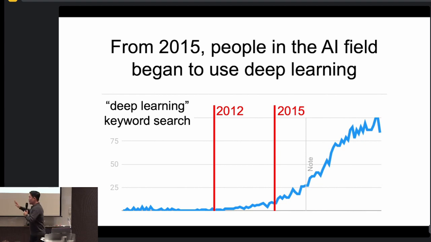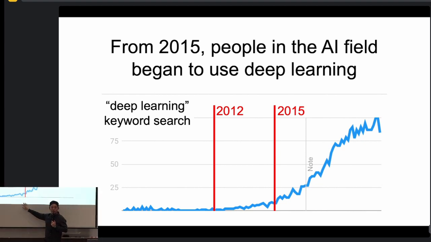So this is a keyword search in Google Trends. You can see when you search deep learning, it's almost 0. After ILSVRC 2012, people started to use deep learning like this.